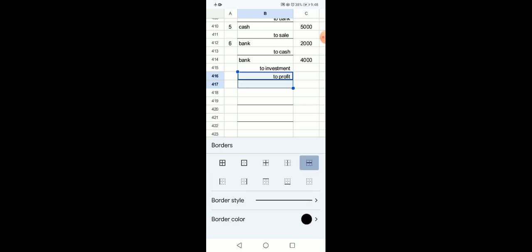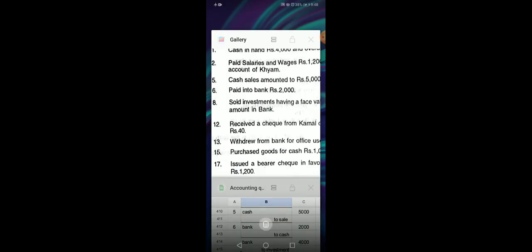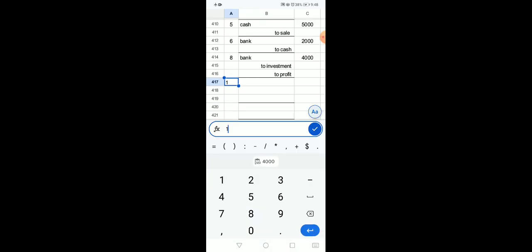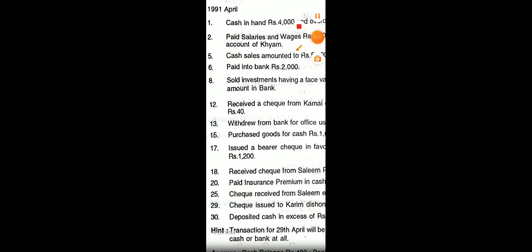Entry number we haven't mentioned. After the sixth entry, it was entry number 8. So entry number 8 is completed, where there is an increase in your bank account. After 8 we have 12, and let's see what the 12th entry is saying. Received a check. The first part of the transaction is saying: received a check from Kamal on account 290, allowed him discount. Okay, we are just receiving a check.